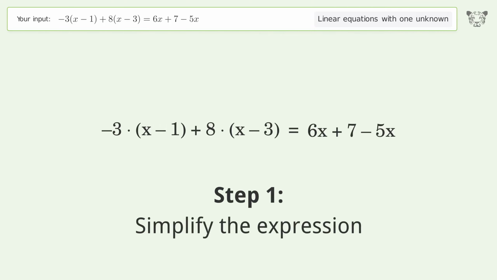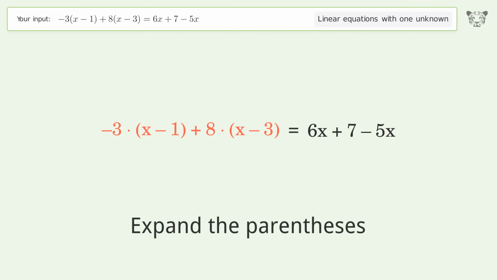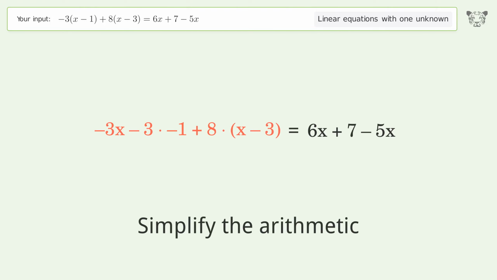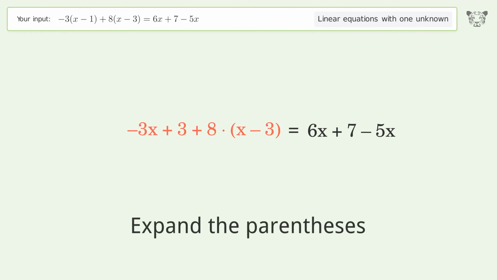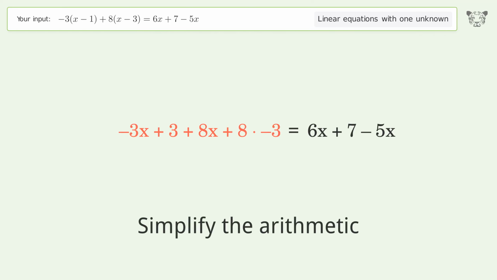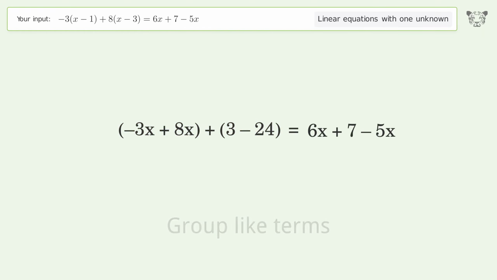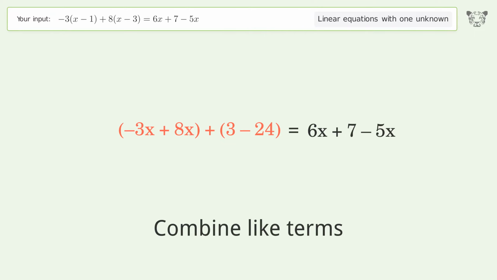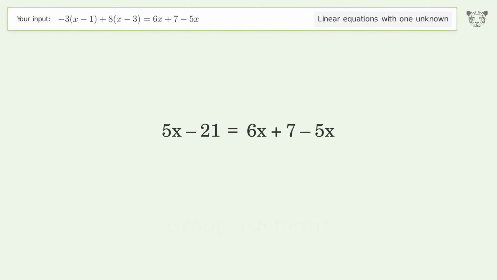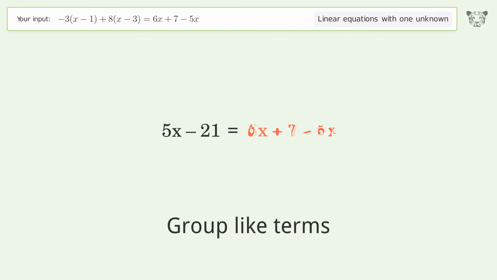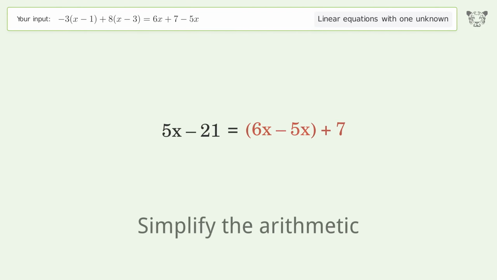Simplify the expression. Expand the parentheses. Simplify the arithmetic. Expand the parentheses. Simplify the arithmetic. Group like terms. Combine like terms. Group like terms. Simplify the arithmetic.